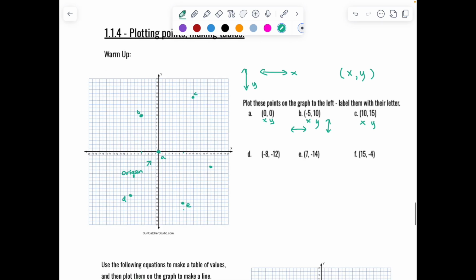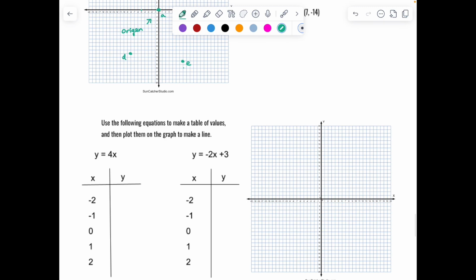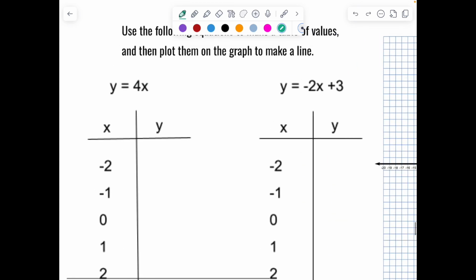So that is plotting points. That's getting them on the graph. So then we're going to eventually be plotting equations, okay? That's something that's going to be a line. So we're going to use the following equation. We've got two different ones here, and we're going to make a table of values. So we've got our x values and our y values, okay? And then we'll use those to make a line.